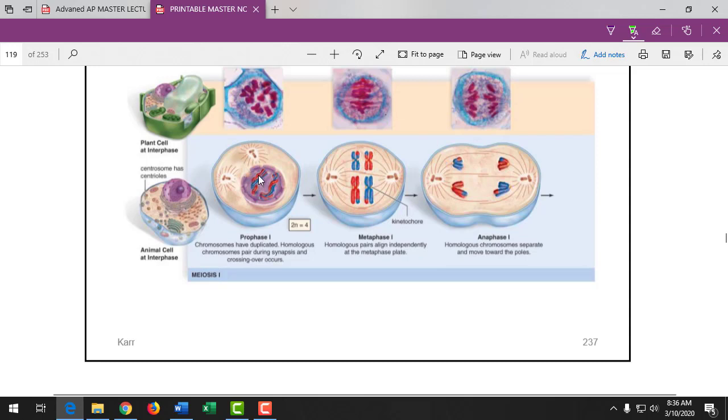So there's the tetrad or the bivalent, right? And then they line up. So these are the bivalents. They separated them already here a little bit at metaphase 1, but they were connected by synapsis.